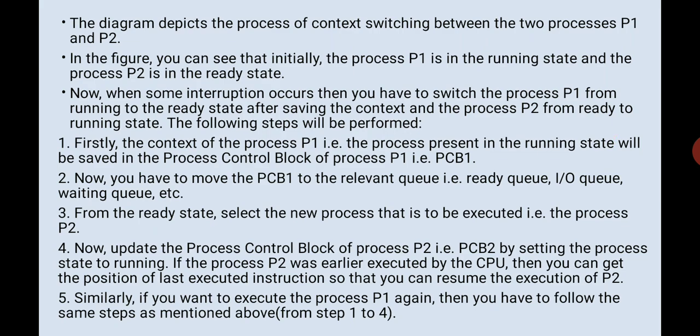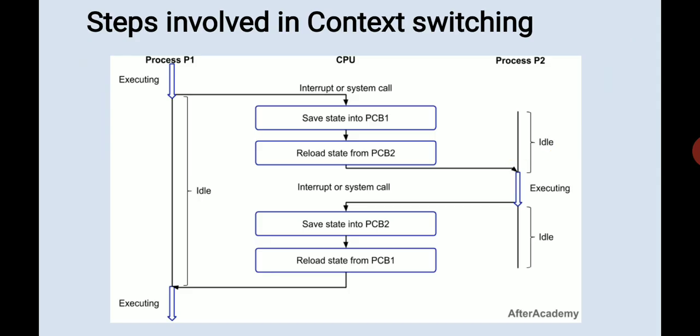And fourth, it says now update the process control block of process P2, that is PCB2, by setting the process state to running. If the process P2 was earlier executed by CPU, then you get to the position of the last executed instruction so that you can resume the execution of P2. Similarly, if you want to execute the process P1 again, you have to follow the same steps. I saved PCB2 and I reloaded PCB1, and then again I start executing P1.